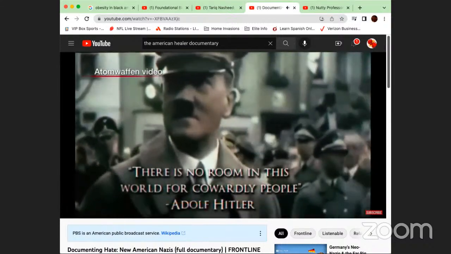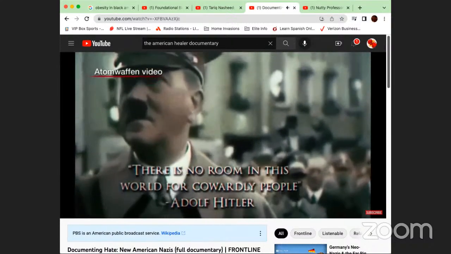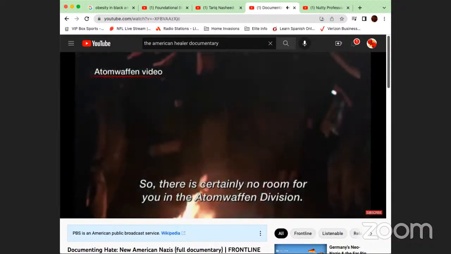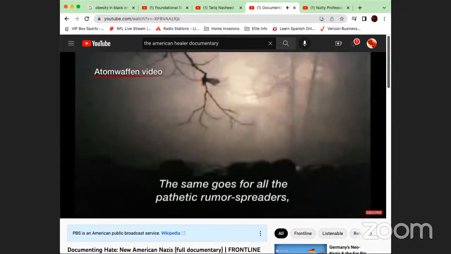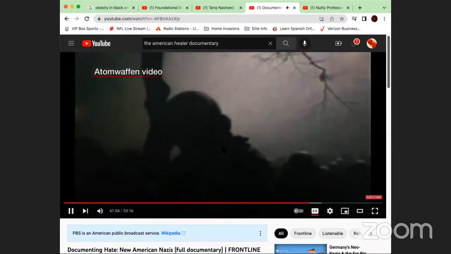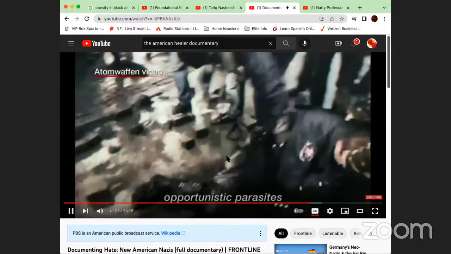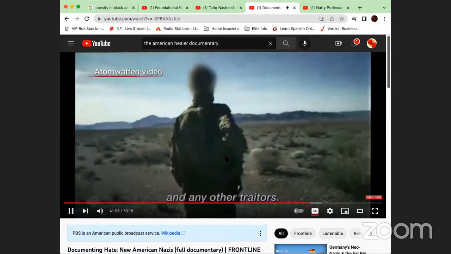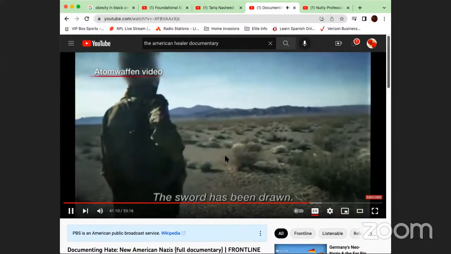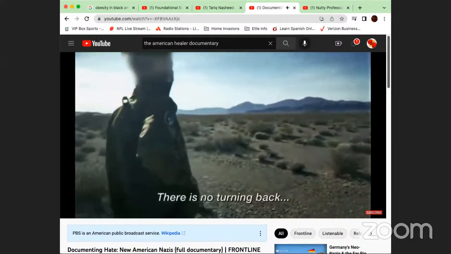Adolf Hitler once said, "There's no room in this world for cowardly people." So there's certainly no room for you in the Atomwaffen division. Same goes for all the pathetic rumor spreaders, opportunistic parasites, and any other traitors. The sword has been drawn.